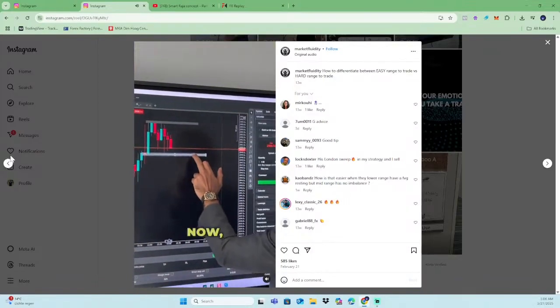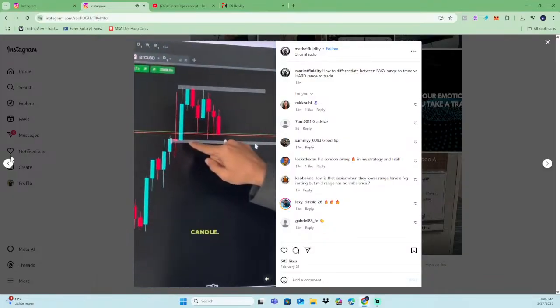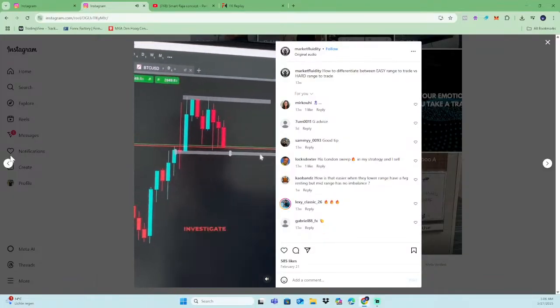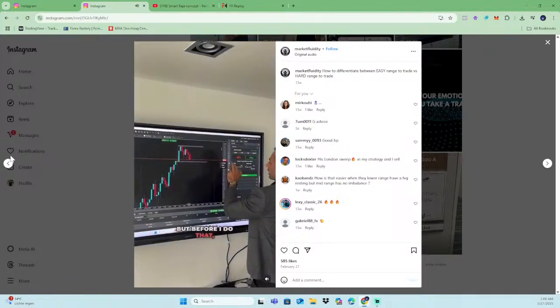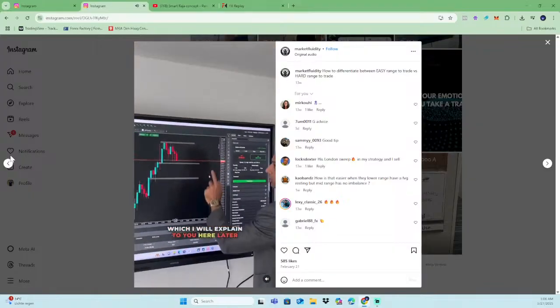Now, right now we're just consolidating, right? We see this zone right over here. Look, a bearish candle, bullish candle. We moved up. This is a support. Let's investigate the 15-minute. But before I do that, I want to make a zone right over here as well, which I will explain to you later on in the video.